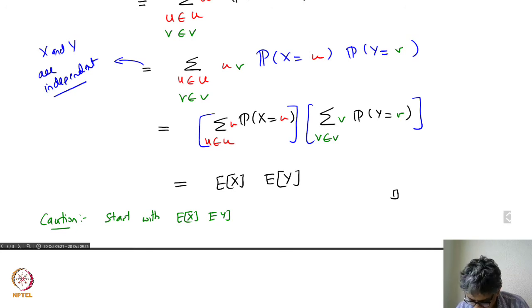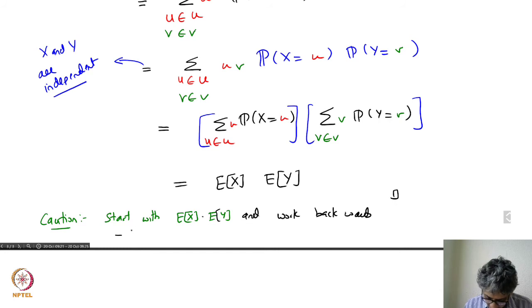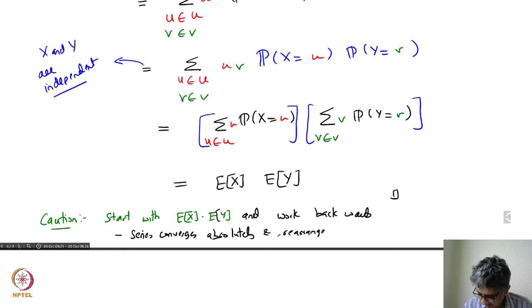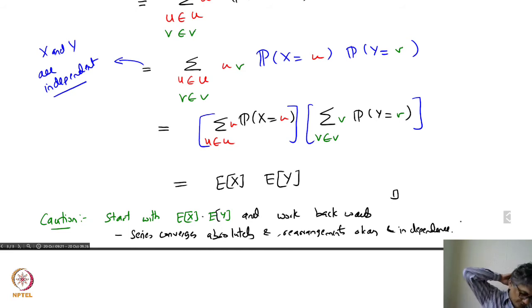E of x times e of y, and work backwards for a precise proof. So you'll use that the series converges absolutely, and you use that rearrangements are okay, and independence to get to e of x plus y. So to do it precisely, you go backwards.